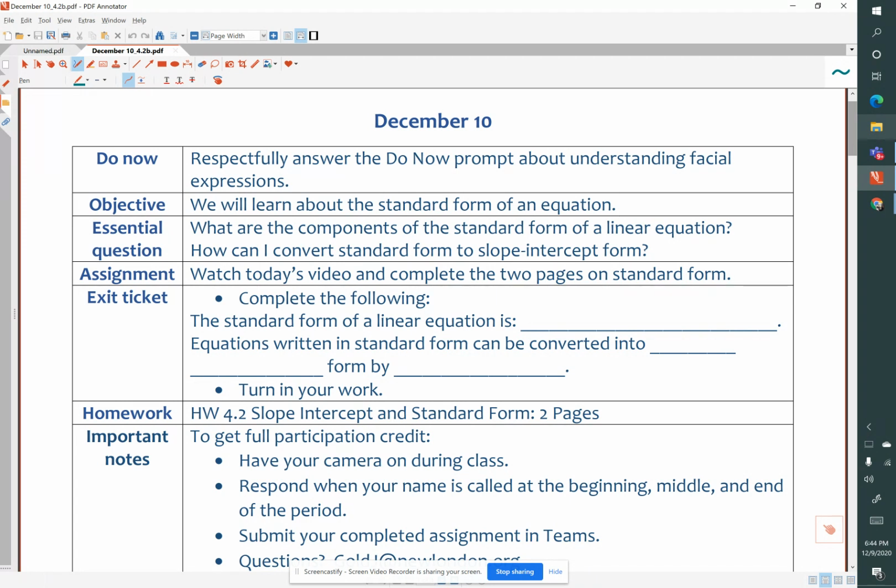On Tuesday, we looked at the slope-intercept form of a linear equation. Today, we're going to look at standard form of a linear equation.